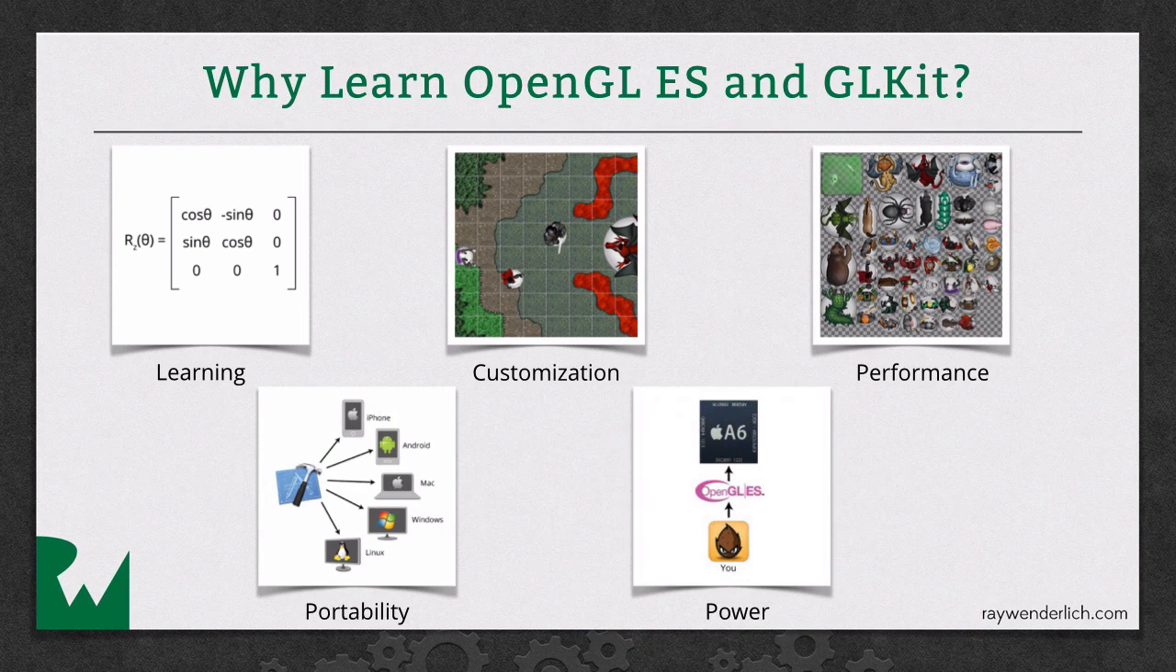And last but not least, there's the raw power. So like you saw in one of the earlier sections, the only thing between you and the GPU is OpenGL ES itself. There's no extra boilerplate framework code. There's no extra cruft. You know exactly what's going on. You have complete control. So if you want to do something really pushing the edge, it's a great way to go.